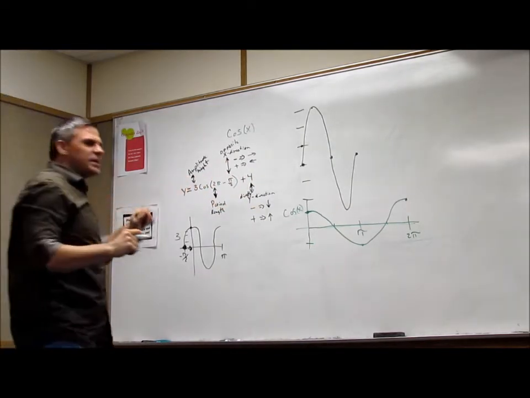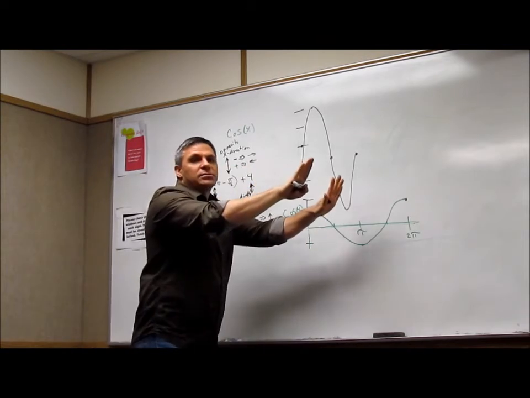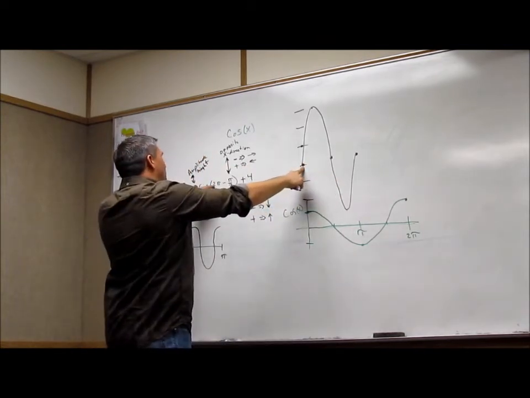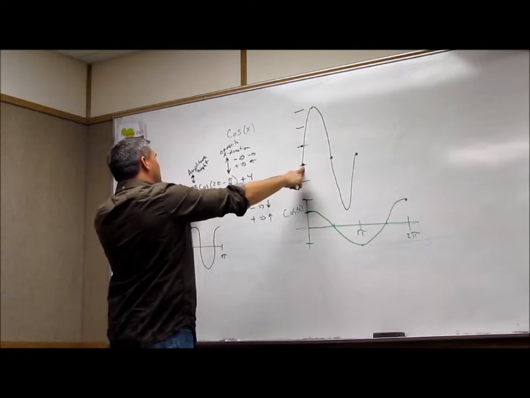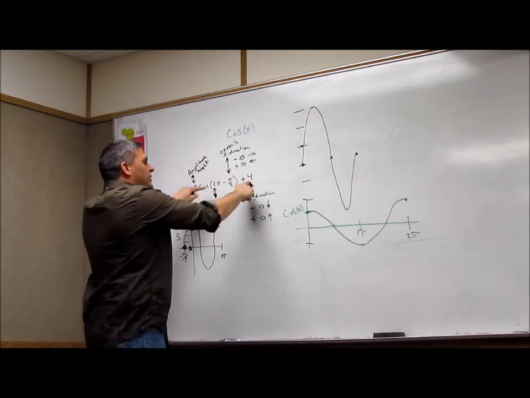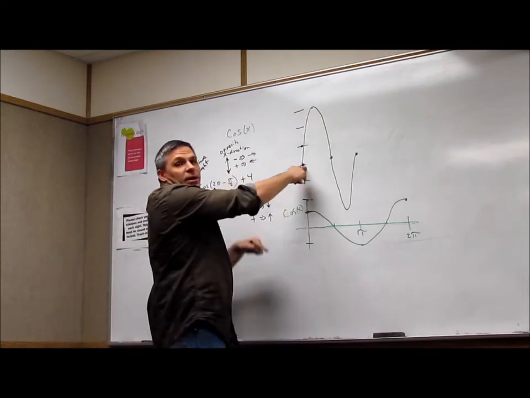Before I finish it, I want to make sure I did this right. So I want to say, okay, I moved this 1/2 pi to the right. I made the amplitude 3, 1, 2, 3. I moved it up 4. So 1, 2, 3, 4.